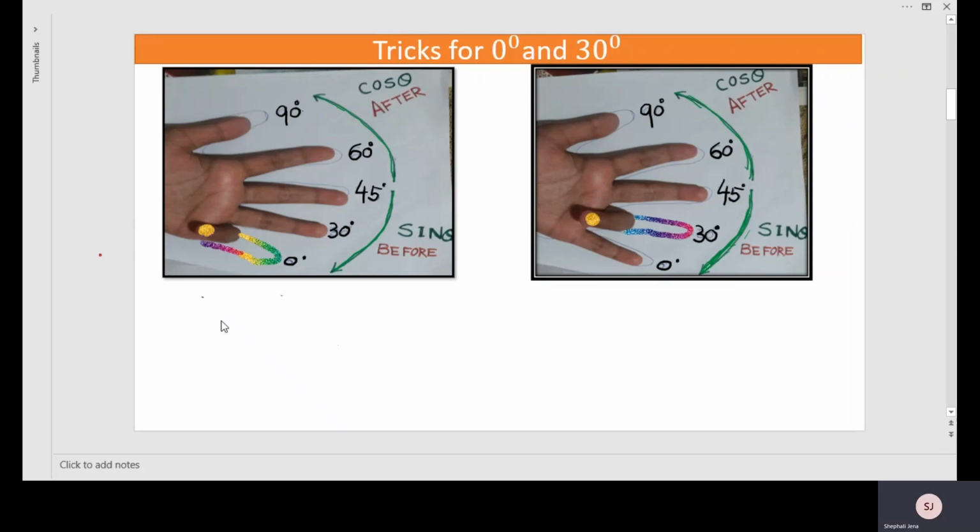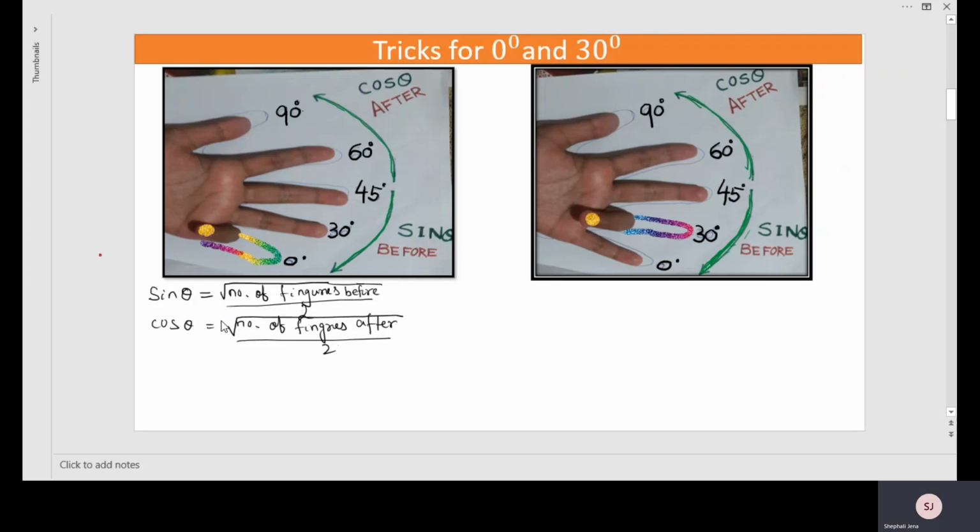First we should write the formula. Sine theta, the angle, sine theta is square root of the number of fingers before, divided by 2, and cos theta is square root of the number of fingers after, divided by 2.